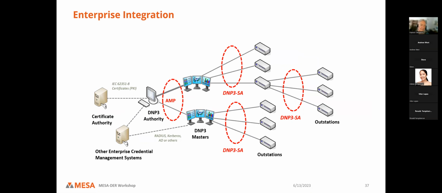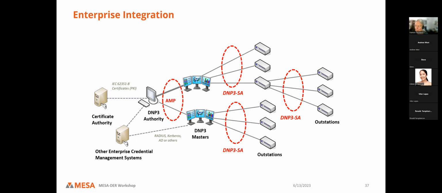So the final diagram here basically shows where these things operate. Obviously, DMP secure authentication operates between the DMP master station and either the gateways or the outstations. And if you have a hierarchical system, it can be between the gateway and the further outstations. The AMP protocol operates between what we're calling the DMP authority, which is the system that authorizes which masters can talk to which outstations and can distribute that information through the first connected master through to each of the outstations.